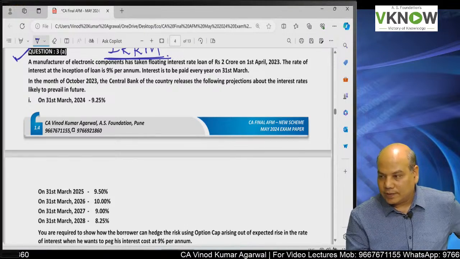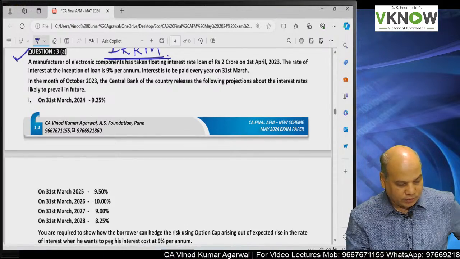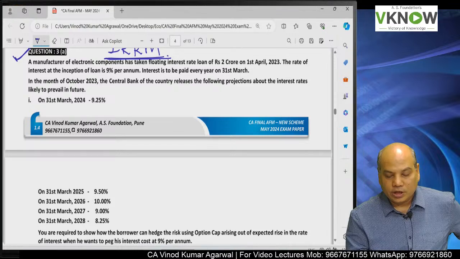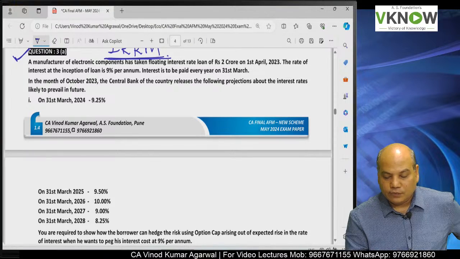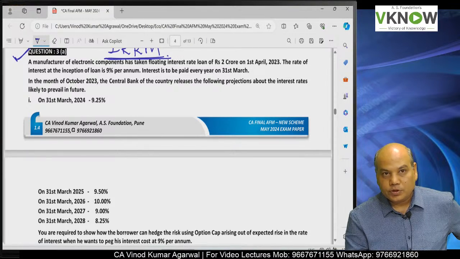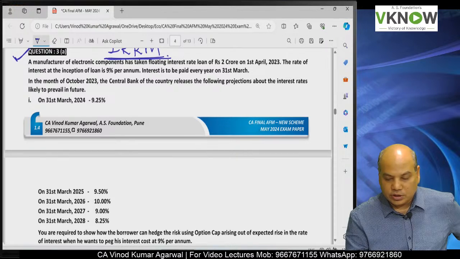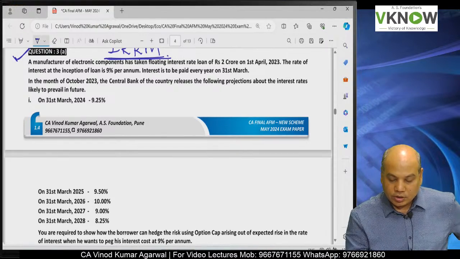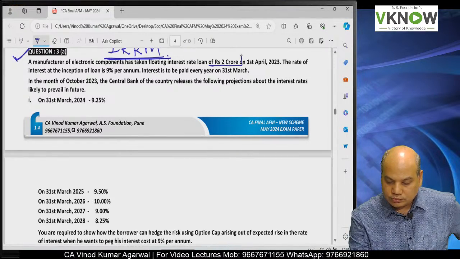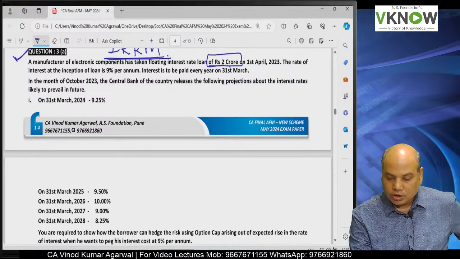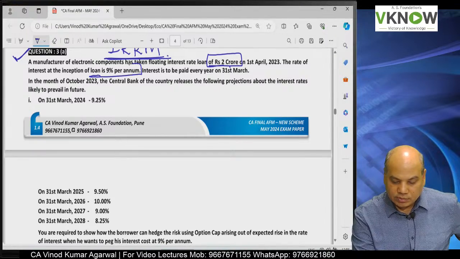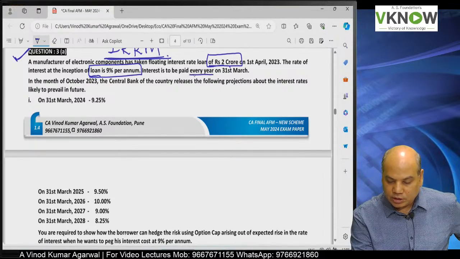Question number 3A. Very easy question. A manufacturer of electronic components has taken floating rate loan of rupees 2 crore on 1st April 2023. The amount is 2 crore and the rate of interest is 9%. Interest is paid on 31st March every year.